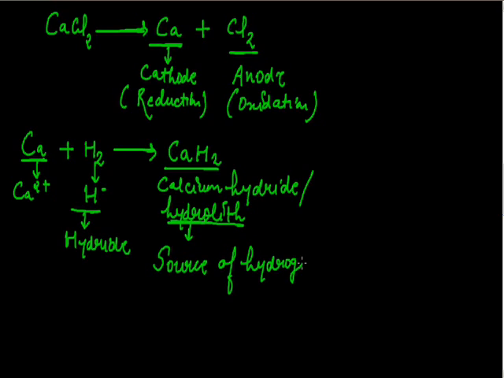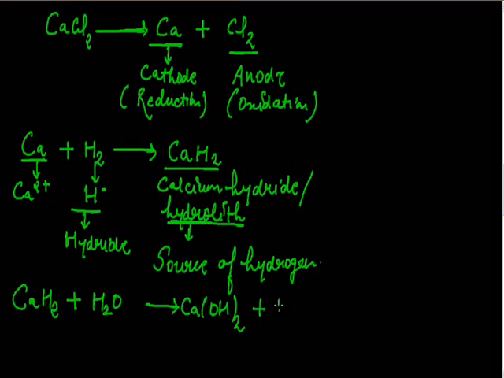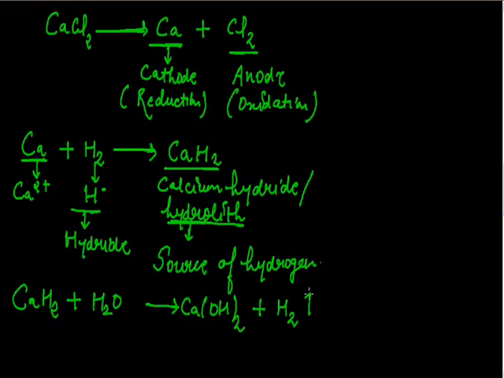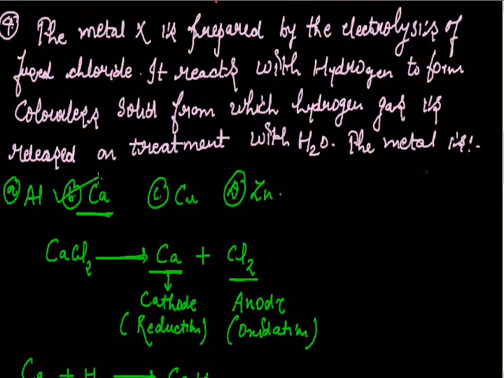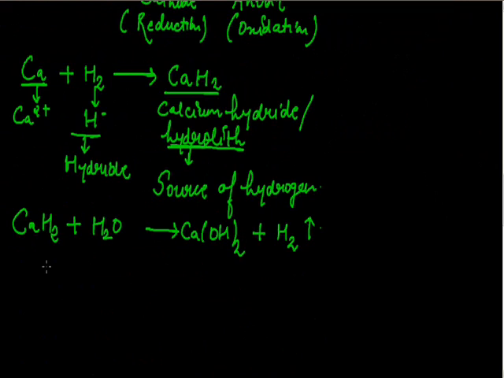That's why the most appropriate and best option will be CaH2, as CaH2 is a source of hydrogen, because when this CaH2 is dissolved in water, it gives Ca(OH)2 plus H2, and hydrogen gas is released. So the option will be calcium hydride. Now we'll see the next question.